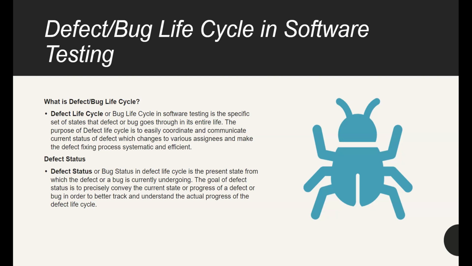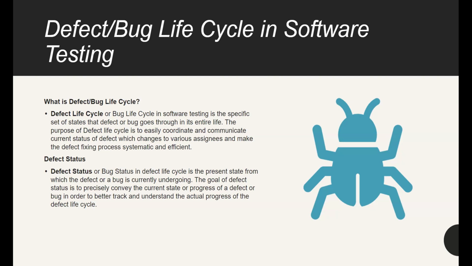Defect status or bug status in the defect life cycle is the present state the defect or bug is currently in. The goal of defect status is to precisely convey the current state of progress of a defect or bug, in order to better track and understand the actual progress of the defect life cycle.